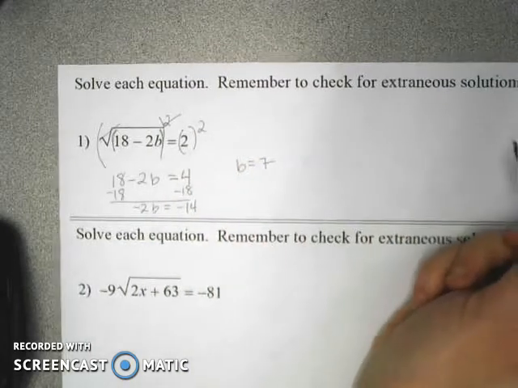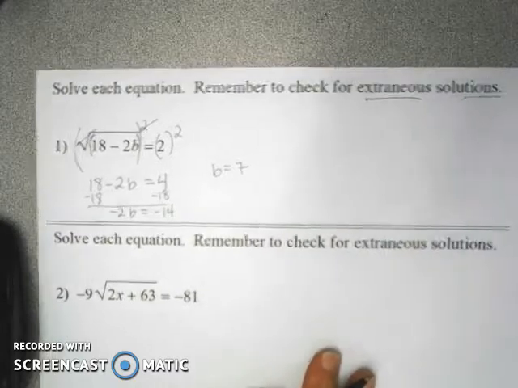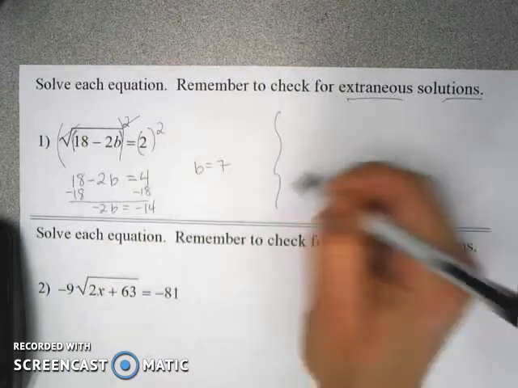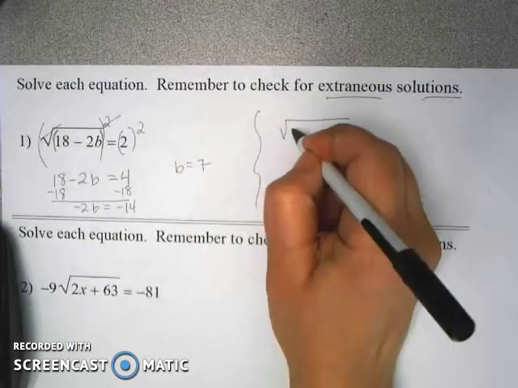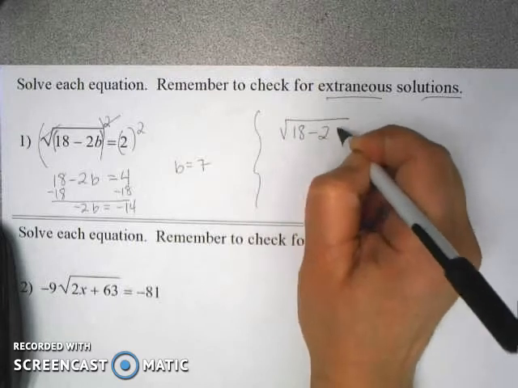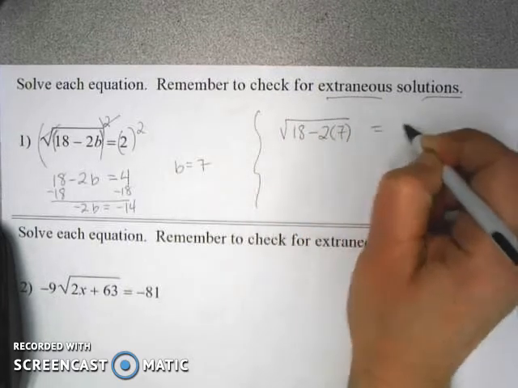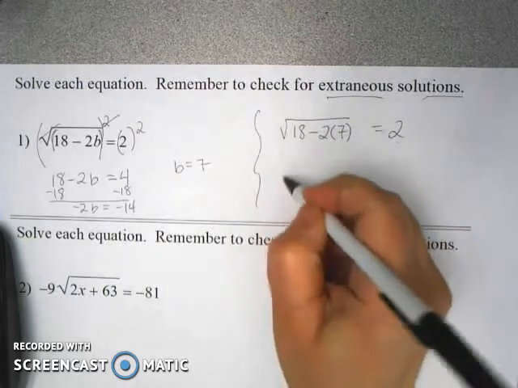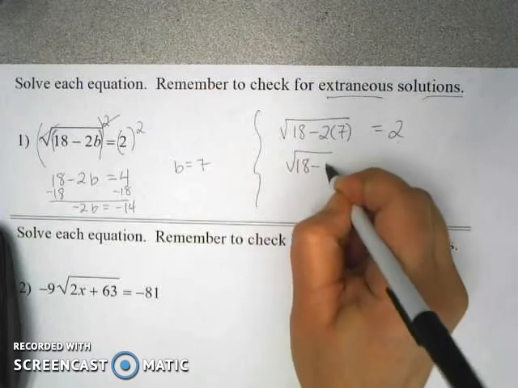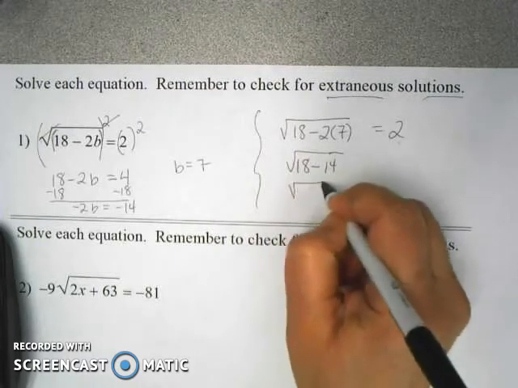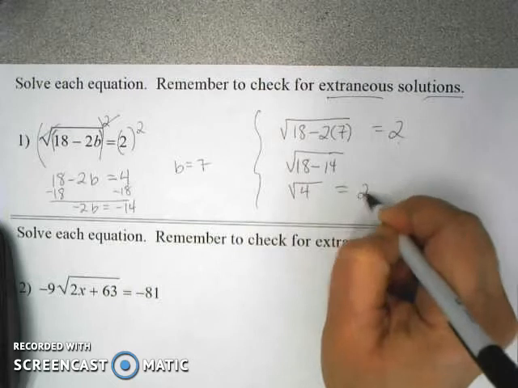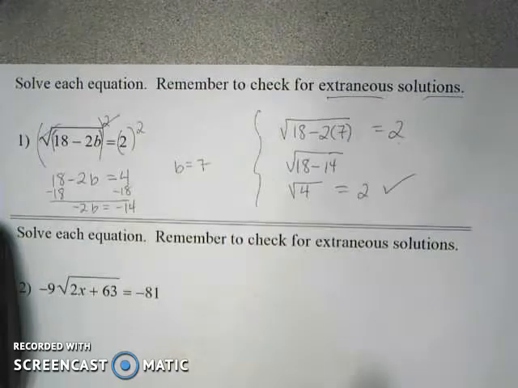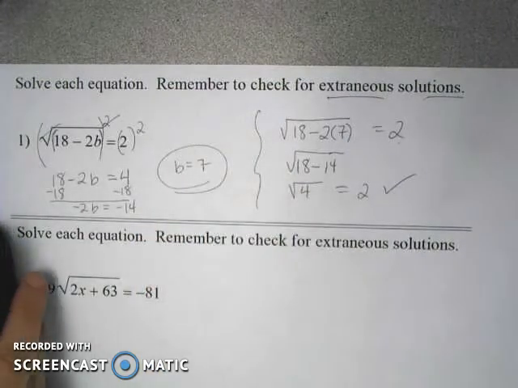What we need to also remember is that we're checking for extraneous solutions. And the way we want to do that is go ahead and take the solution and plug it into the original. So we're going to take the square root of 18 minus 2 times 7 is equal to 2. And we're actually just going to work out the left and see, do we get 2? So we have the square root of 18 minus 14. And that gives us a square root of 4. And the square root of 4 can equal 2, so that checks out just fine. So our solution is a good solution.